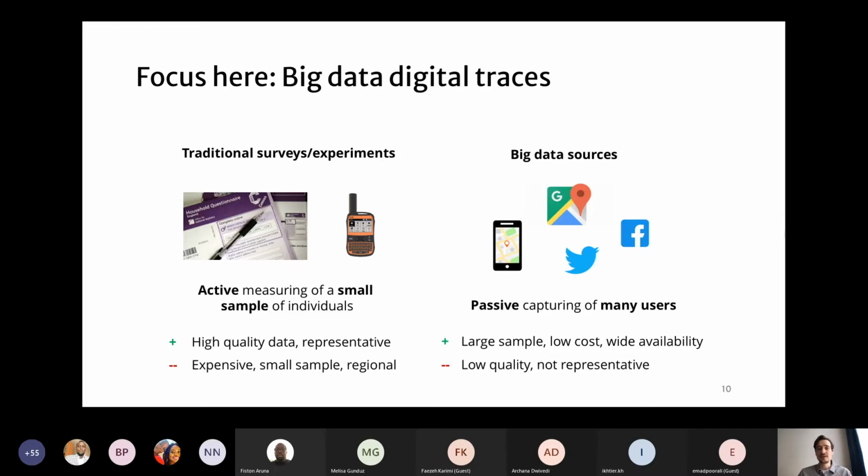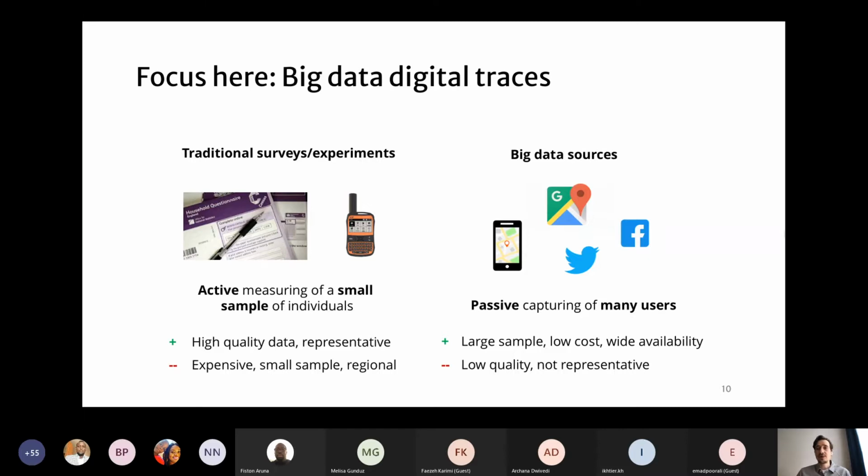But this type of measuring is generally more expensive. If you, for example, use GPS trackers, you'll get a smaller sample and you often only get a limited data set because you only measure in one specific region.